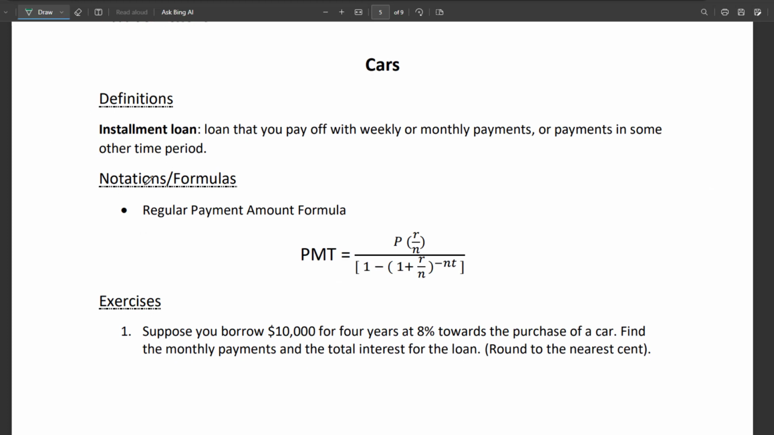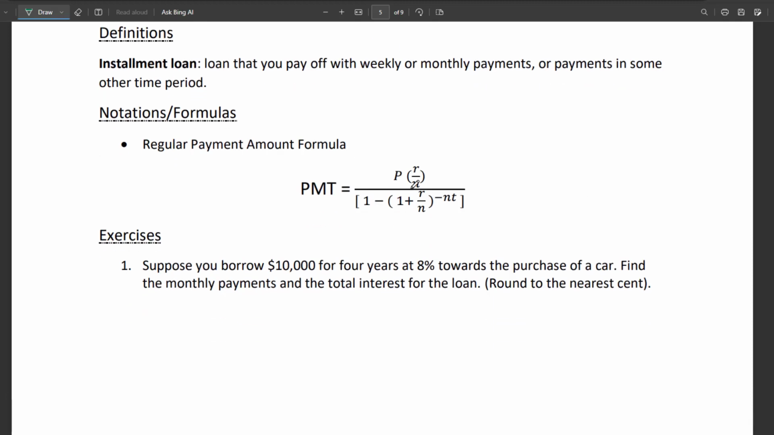Definitions: an installment loan, a loan that you pay off with weekly or monthly payments or payments in some other time period. So you have a car payment. Most of the time it's a monthly payment. This is the formula that we're going to use. So on pretty much all of these, N is going to be 12 because we're doing monthly payments.